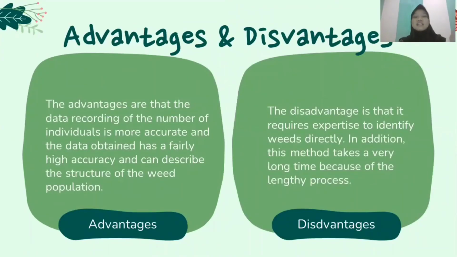The advantages of the belt transect are that the data on the number of individuals is more accurate, and the data obtained has fairly high accuracy and can describe the structure of the weed population. The disadvantages are that it requires expertise to identify weeds directly. In addition, this method takes a very long time because of the lengthy process.